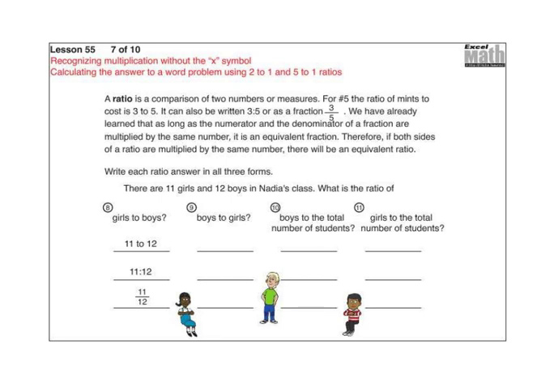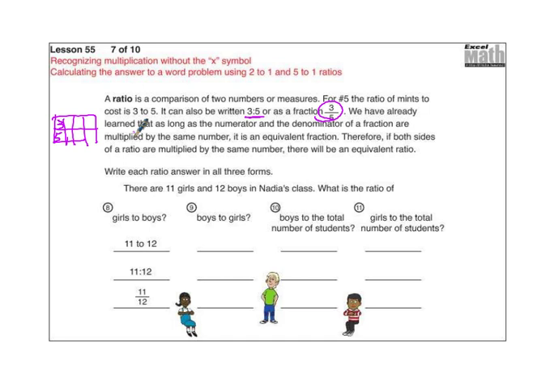A ratio is a comparison of two numbers or measures. For number 5, the ratio of mints to cost is 3 to 5. That was our first problem that we did with the little chart that had all those spots on it. The ratio was 3 mints for 5 cents. It can also be written as 3:5 or as a fraction, 3 over 5.